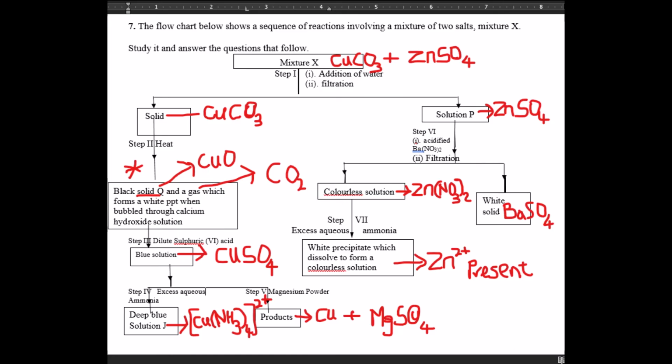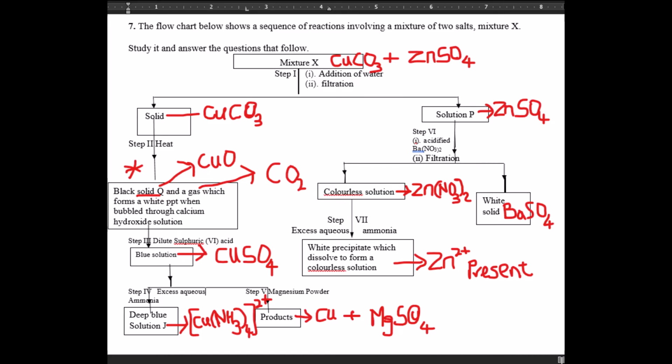And that confirms the solid Q was copper 2 oxide that reacted with sulfuric 6 acid to form the blue solution, copper 2 sulfate. Going on to step number 4, you're adding aqueous ammonia and you find the deep blue solution. That is another confirmation that copper 2 ions are present because you're now getting the tetraamine copper 2 ions, as given, the deep blue solution.